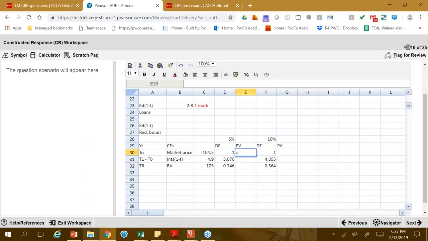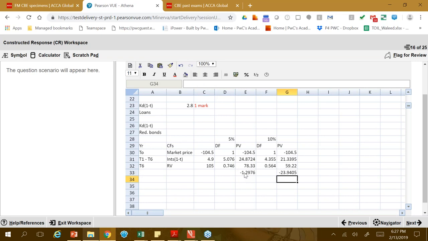So we'll find the present values, which is C30 into the D30. We'll drag this down. And then C30 into the F30. We'll drag this down and take the sum from E30 to E32. Copy this here.